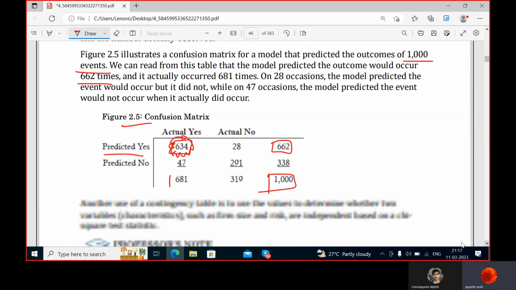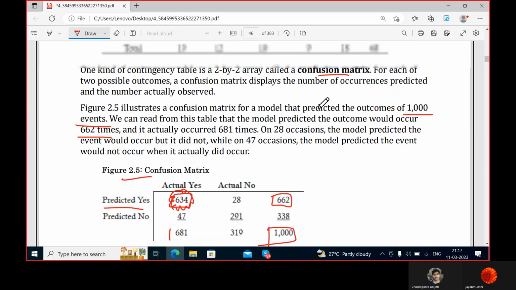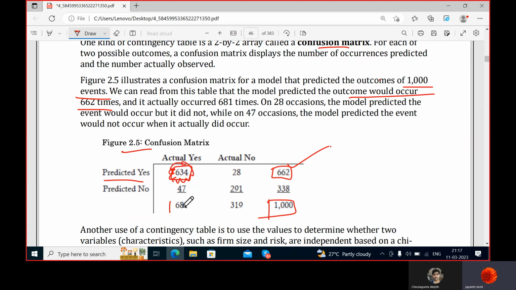So what did the model say? We predicted that the outcome would occur 662 times. But in actuality, it occurred how many times? 681. On 28 occasions, the model predicted the event would occur, but it did not. Definitely correct. Actual, no.